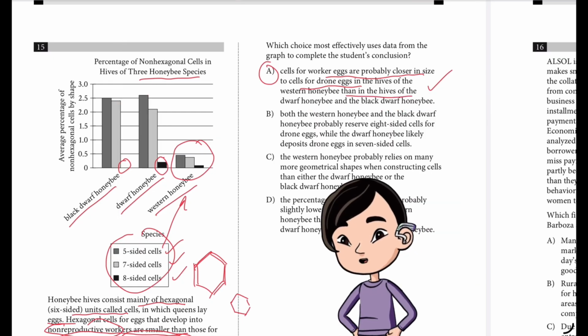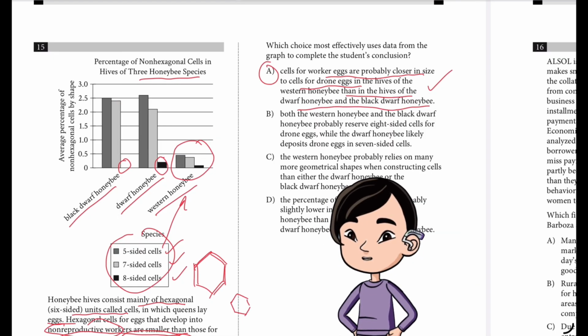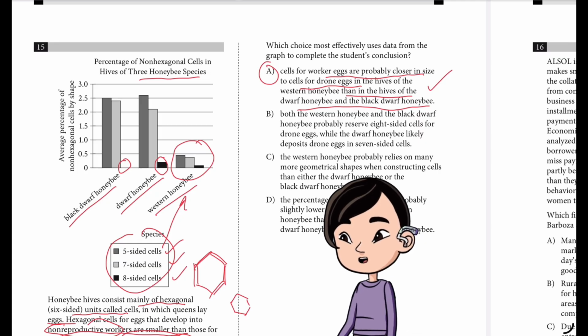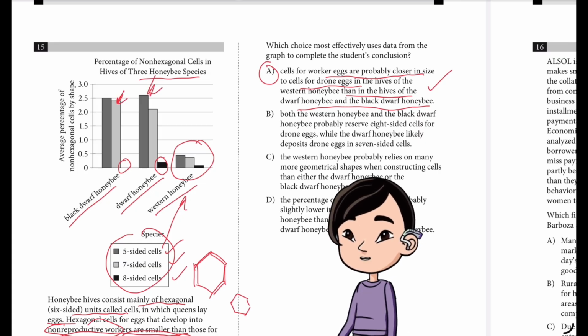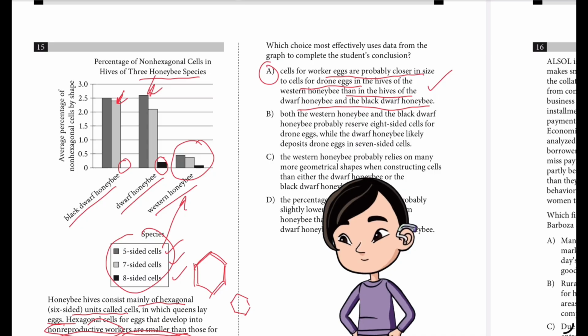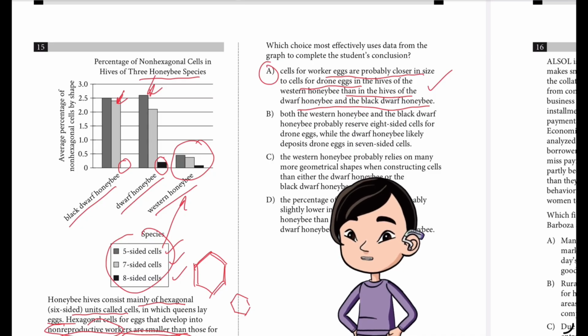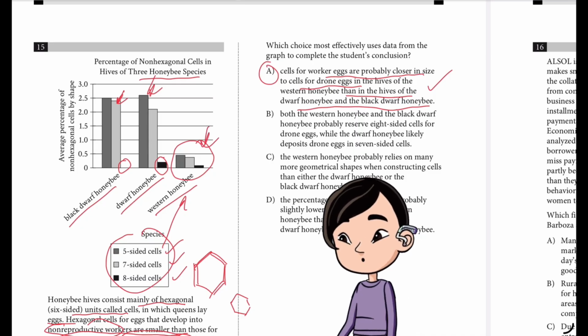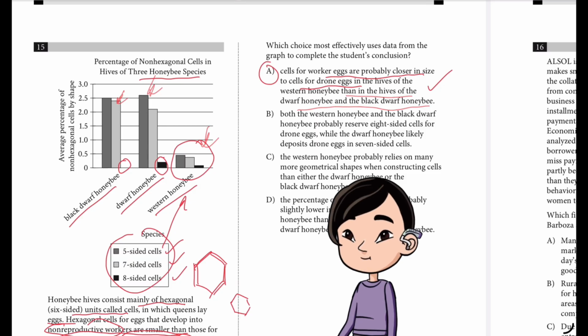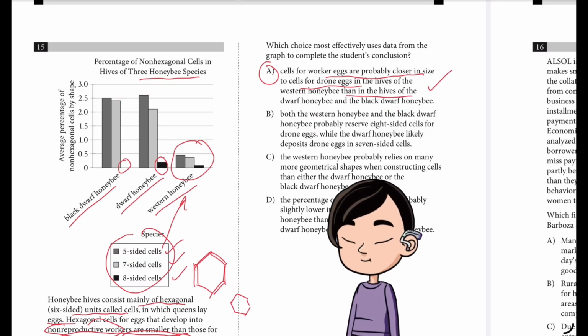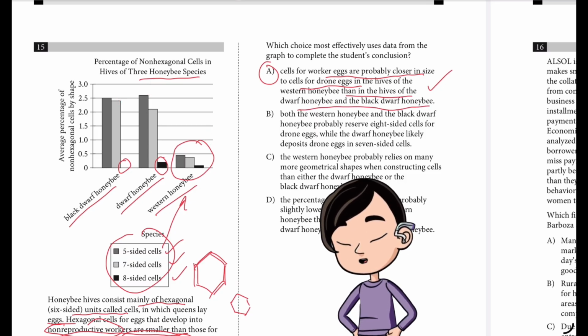Choice B is incorrect because, as the text states, honeybee species deposit their eggs in hexagonal cells, not in non-hexagonal ones. Thus, the western honeybee and black dwarf honeybee wouldn't deposit drone eggs in 8-sided cells, and the dwarf honeybee wouldn't deposit drone eggs in 7-sided cells.